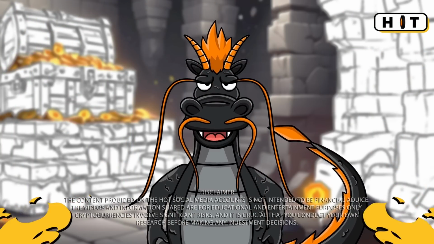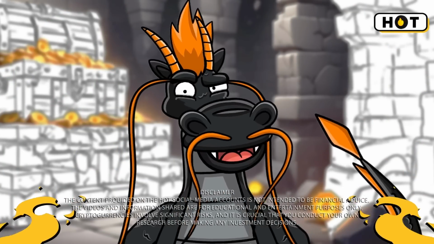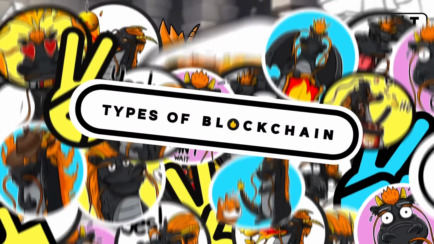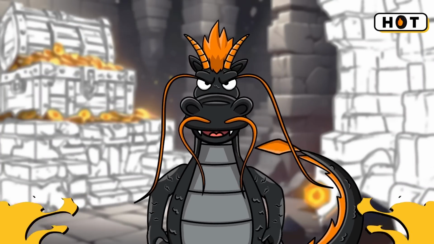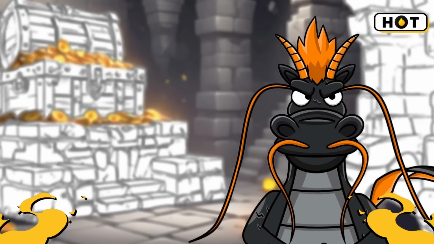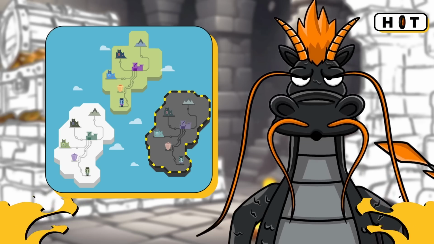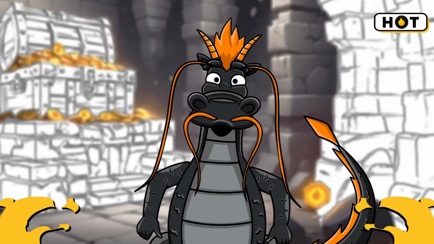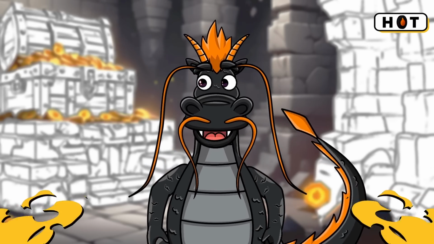Did you know there are different types of blockchains? Let's find out what they are and how they differ. Blockchains are used for different purposes. There are 4 types of blockchains. Think of them as islands in the ocean. Each island has its boundaries, population, rules, and governmental structure.